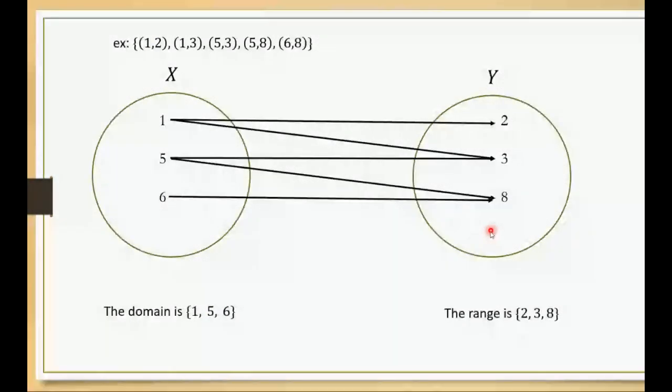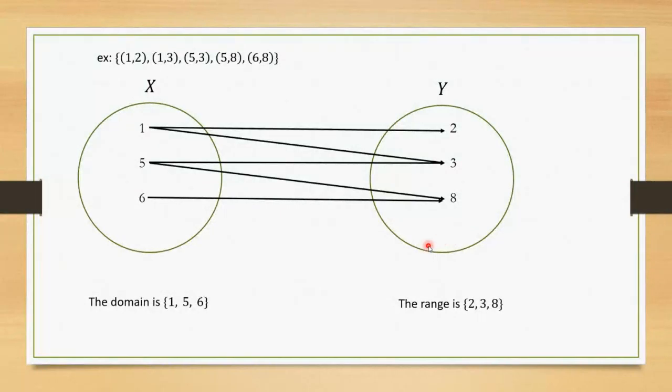Here's another one. Well, this one's not as bad. It's a little bit easier. But it's just another relation. Okay? Again, 1 goes to 2 and to 3. 5 is assigned to 3 and to 8. And 6 is also assigned to 8. That's what this is saying. And so we also have the domain and the range, right? The domain is all the x coordinates. The range is all the y coordinates. So for the domain, it would be 1, 5, and 6. The range would be 2, 3, and 8.